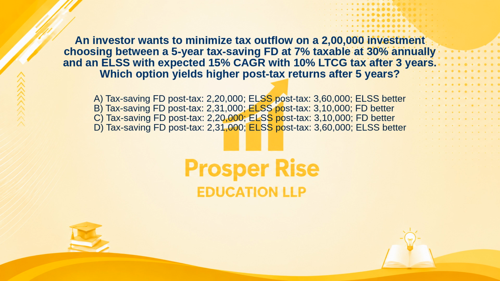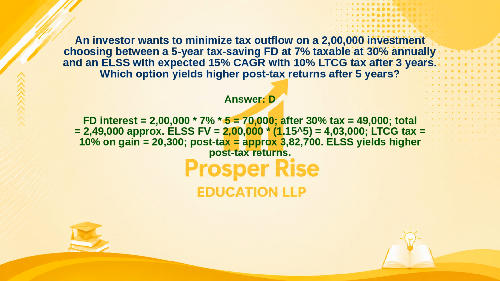Tax-saving FD post-tax 2,20,000, ELSS post-tax 3,60,000, ELSS better. B. Tax-saving FD post-tax 2,31,000, ELSS post-tax 3,10,000, FD better. C. Tax-saving FD post-tax 2,20,000, ELSS post-tax 3,10,000, FD better. Or D. Tax-saving FD post-tax 2,31,000, ELSS post-tax 3,60,000, ELSS better. Take a moment to pause the video and decide. The correct answer is Option D. Let's see why.